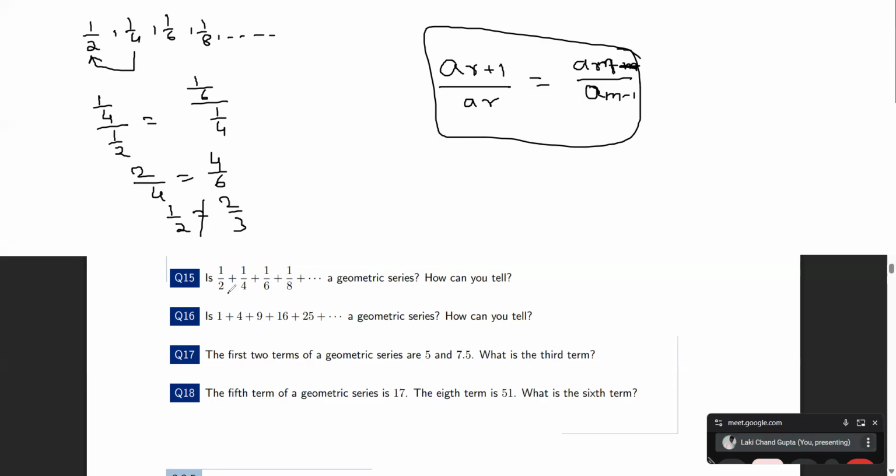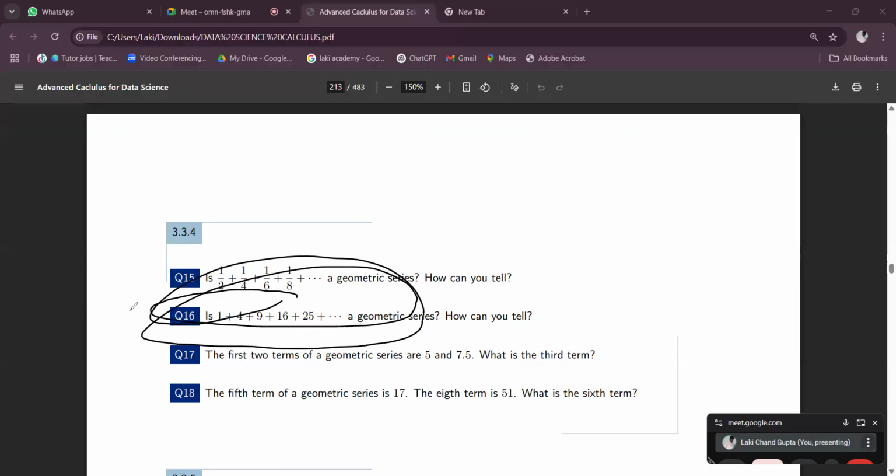Here 2 is multiplied, right? But here 2 is added, again 2 is added. This is actually a harmonic series, because 2 is added in each denominator, right? Now tell me, is this harmonic or geometric?